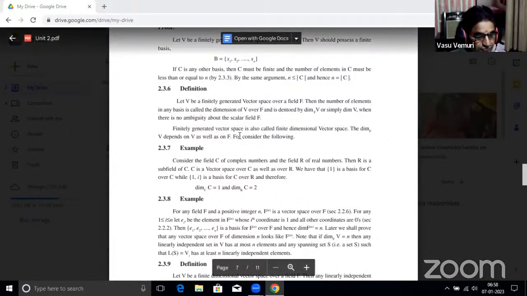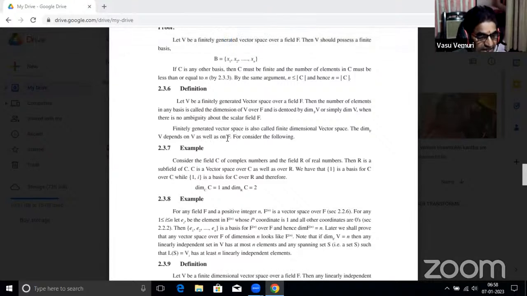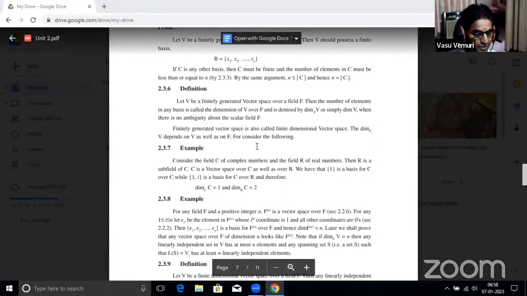Now, a finitely generated vector space is one where the basis exists. Existence of the basis set is called finitely generated. But when the number of elements in the basis is finite, that is called finite dimensional. That is called a finite dimensional vector space, simply notated as dim V over F.